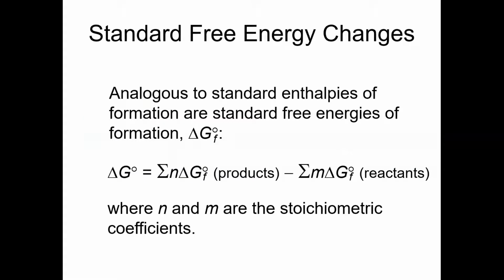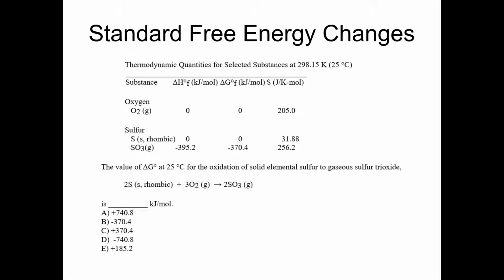Okay, because we have tabulated delta G standard free energies of formation in Appendix C, we can calculate the delta G of the reaction in the same way that we would calculate delta H or delta S from tabulated data. It's simply equal to the sum of the standard free energies of formation of the products multiplied by their coefficients, minus the sum of the standard free energies of formation of the reactants multiplied by their coefficients. So here's a typical problem that you could get.